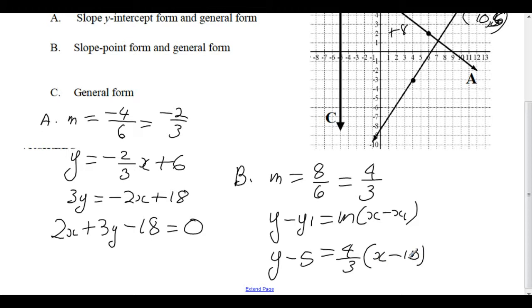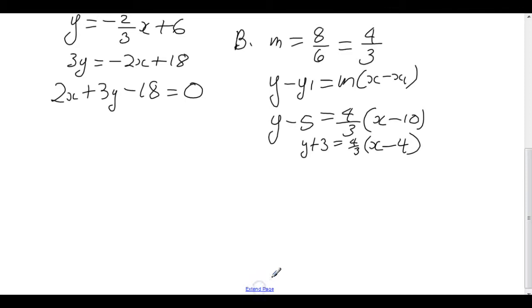So that's one alternative. The other alternative would be to use this point, which would give you y plus 3 is 4/3 times x minus 4. This is the point (4, negative 3). So when you do y minus y1, it becomes y plus 3. That is another form of that line. Both of these are the same, and you can't really see that easily, right? Which is why we usually go to a different form, because general form or slope-intercept form will be the same.